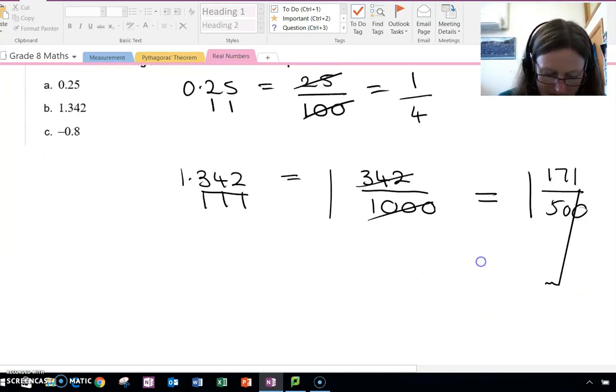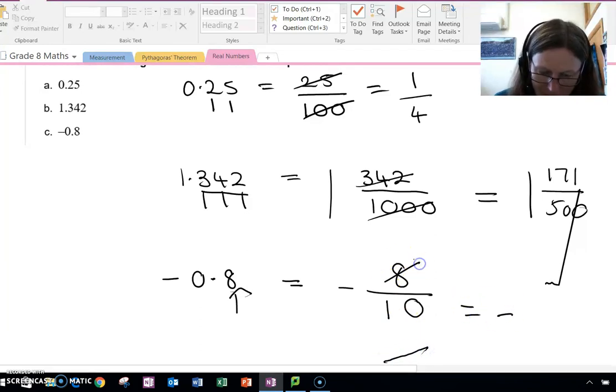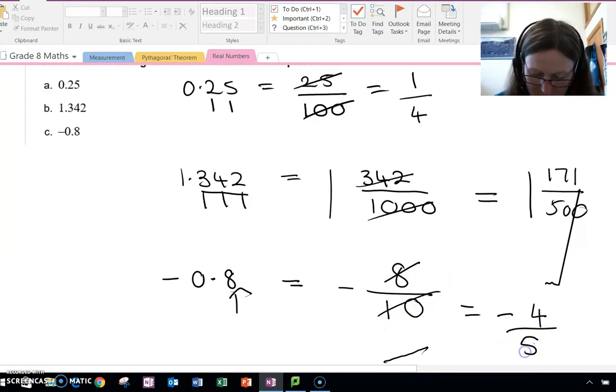Okay, our last example, negative 0.8. Alright, we write down our negative. 8 goes on the top, because that is the digit after the decimal point. We put down a 1 followed by 1 zero, as there is only 1 number after the decimal point. Again, we can simplify this, putting down our negative, and then we say 2 goes into 8 4 times, 2 goes into 10 5 times.